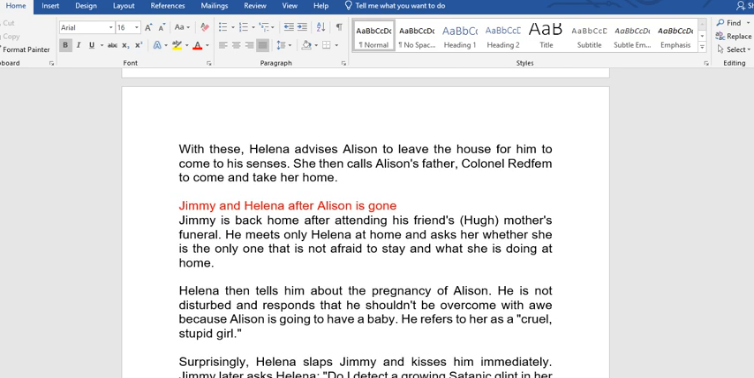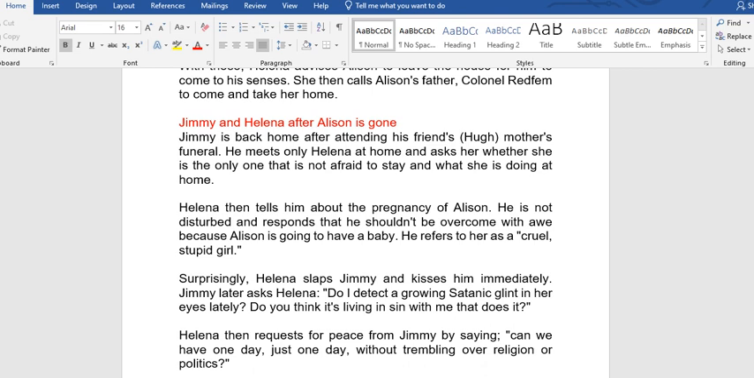With this, Elena advises Alison to leave the house for him to come to his senses. She then calls Alison's father, Colonel Redfern, to come and take her home. That is, to come and take Alison home because of the way the husband is treating her. Now, Jimmy and Elena, after Alison is gone, that is how they are living after Alison is no more in the flat.